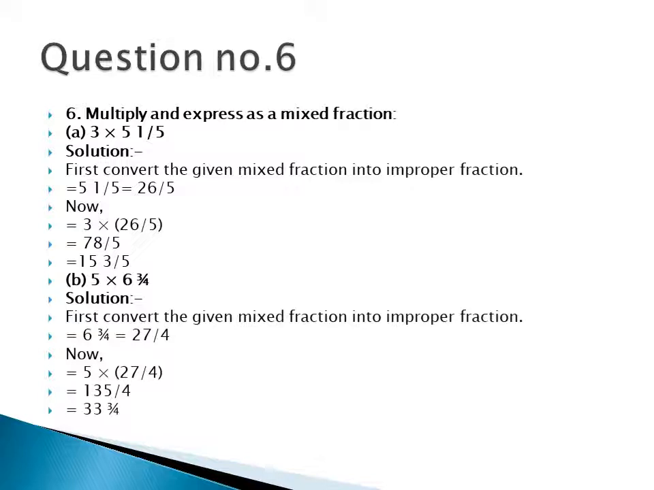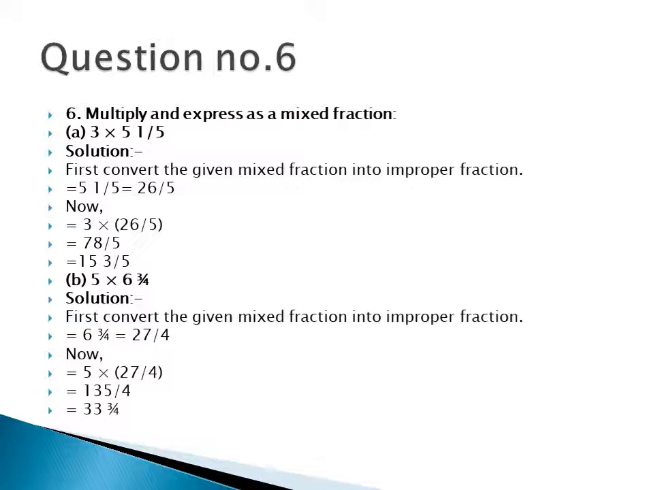78 divided by 5. When you divide 78 by 5, you will get the answer as 15 integer 3 by 5. Like 15 is the quotient, 3 is the remainder and 5 is the divisor. That's all. Now bit number 2. What does bit number 2 say here? 5 into 6 integer 3 by 4.